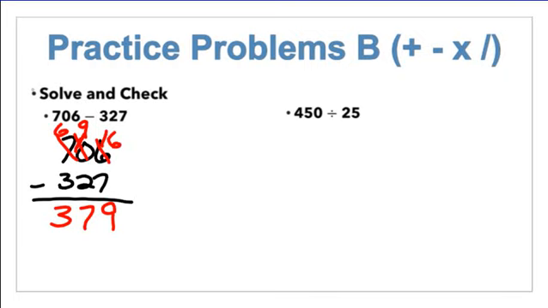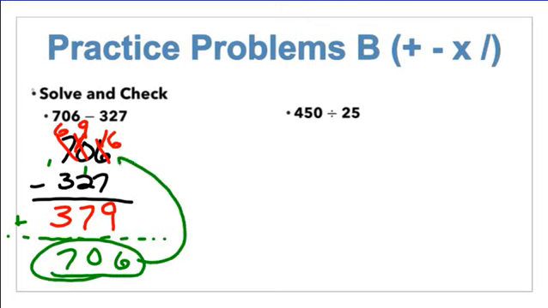And to check, all you need to do is add the bottom two numbers. So you do the opposite of subtraction, which is addition. So I'm going to add the bottom two numbers and make sure that it equals the top number. So 7 plus 9 is 16. 1 plus 2 is 3, plus 7 is 10. 1 plus 3 is 4, 4 plus 3 is 7. 706 right here. That's the same as what I have there, so that's how I know I am correct.